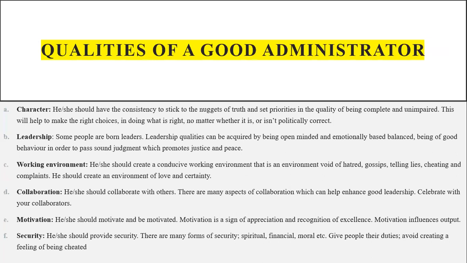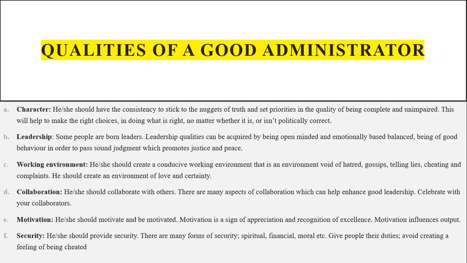Now we move to examine the qualities of a good administrator. What are the qualities of a good administrator? First, you have the character. He or she should have the consistency to stick to the truth and to set priorities, in the quality of being complete and unimpaired. Leadership. Some people are born leaders. Leadership quality can be acquired by being open-minded and emotionally balanced, being of good behavior in order to pass sound judgment which promotes justice and peace.